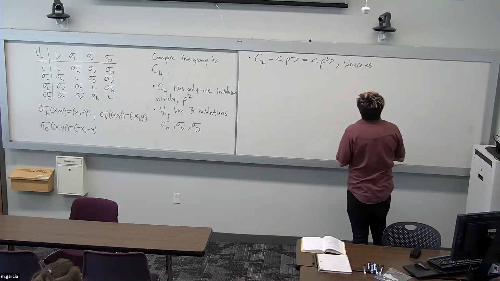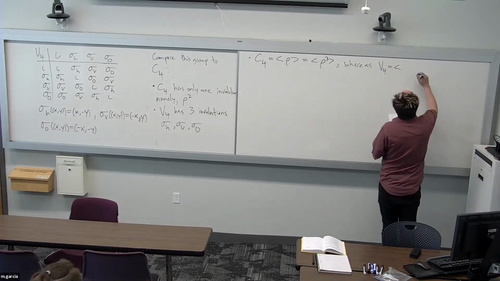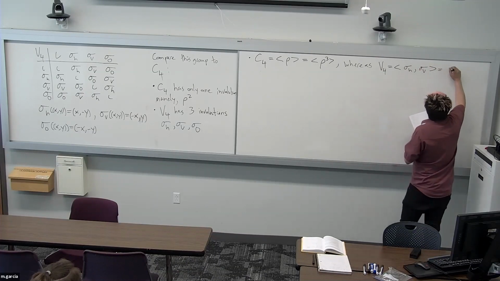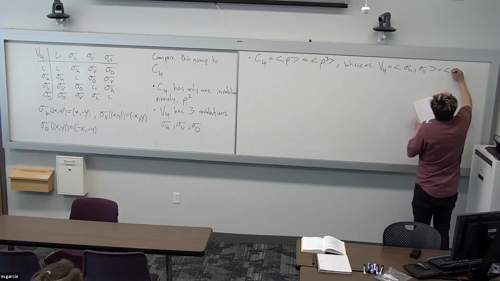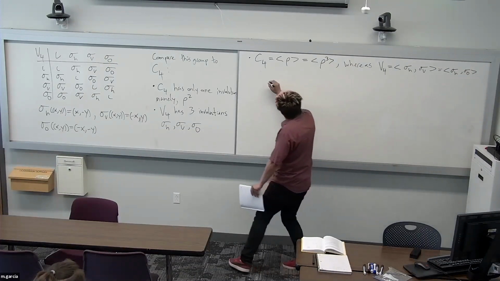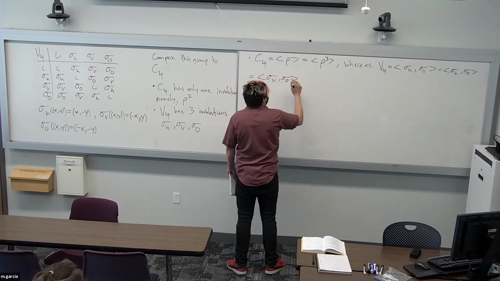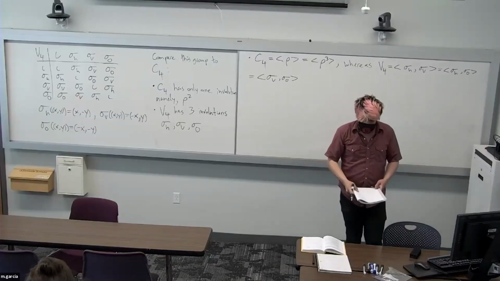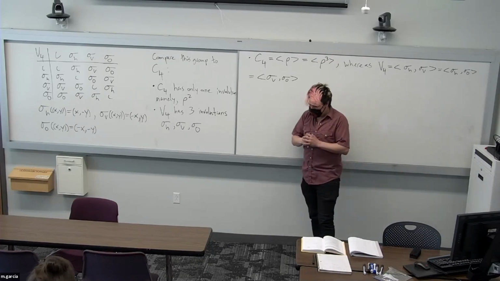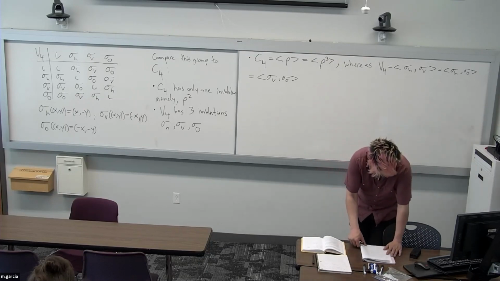Whereas V4 can be generated by sigma H and sigma V, or sigma H and sigma O, or sigma V and sigma O. Any pair of the involutions generates V4. Okay?